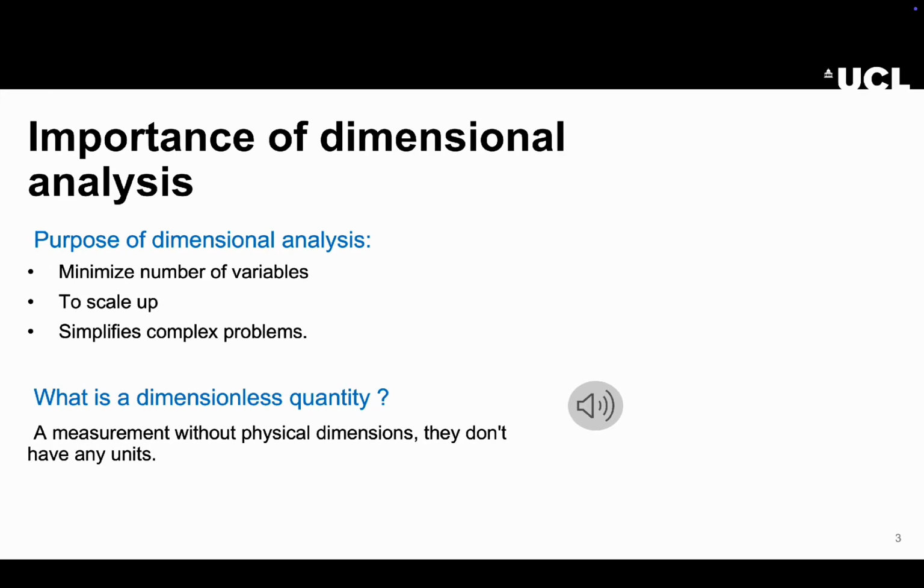Dimensional analysis serves several key purposes. First, it minimizes the number of variables by grouping related quantities into dimensionless parameters. Second, it helps in scaling up systems, such as moving from a lab scale model to a full scale process while maintaining geometric similarity. Finally, it simplifies complex problems by identifying the most critical parameters. A dimensionless quantity is a measurement without physical dimensions or units.